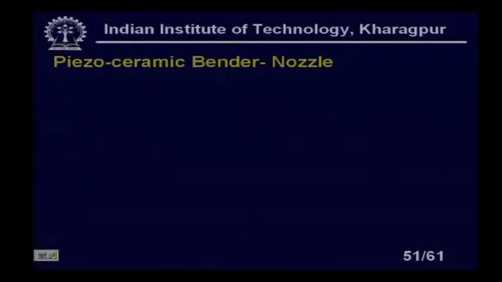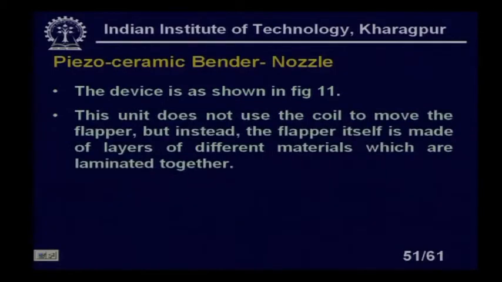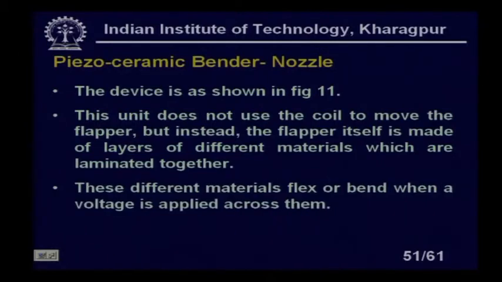Now, piezo ceramic bender nozzles, you will find that the device is shown in figure 11. The unit does not use the coil to move the flapper, which is used in the conventional I2P converter. There is a coil which energizes, and the current coming to that coil gives the movement of the flapper. But instead, the flapper itself is made of layers of different materials which are laminated together. These different materials flex or bend when the voltage is applied across them, right.